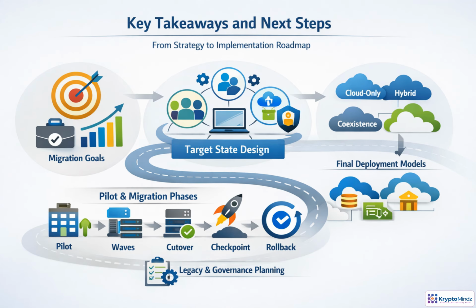Migration succeeds when strategy becomes a practical roadmap. Define business outcomes and measurable goals. Design the target state across identities, devices, apps, authentication, administration, governance, and operations. Then execute in controlled phases with pilots, waves, cutovers, checkpoints, and rollback plans. Next, we'll compare cloud-only, hybrid, and coexistence models, and plan for synchronization and legacy dependencies.